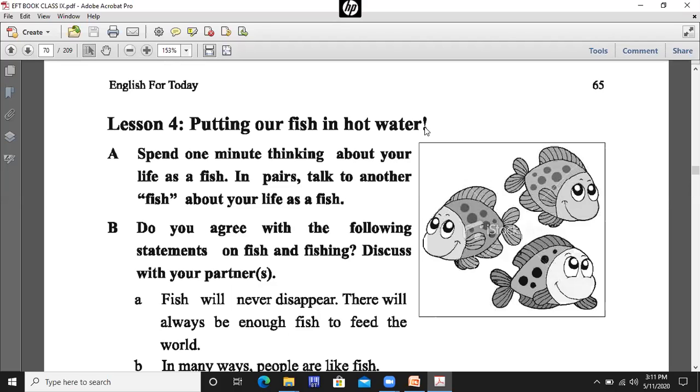And the other meaning of in hot water is the figurative meaning of it, to be in trouble or difficulty. So if we put our fish in hot water, then the situation will be worse for our fish population. So that is the phrasal meaning of this line.